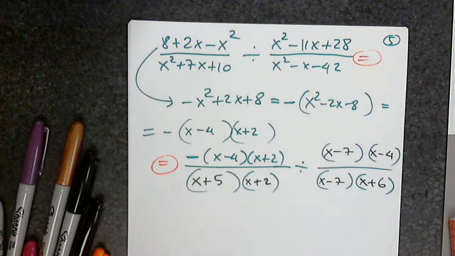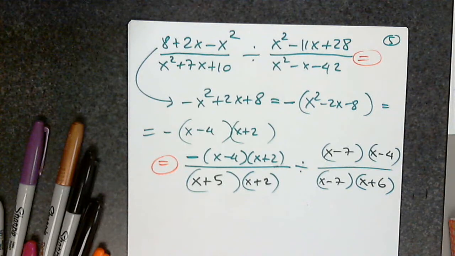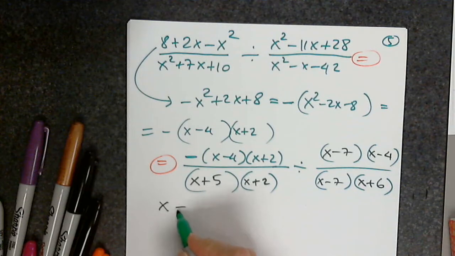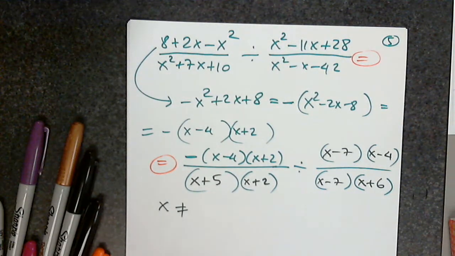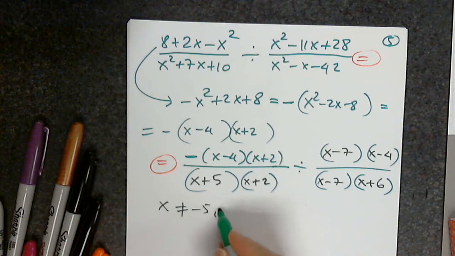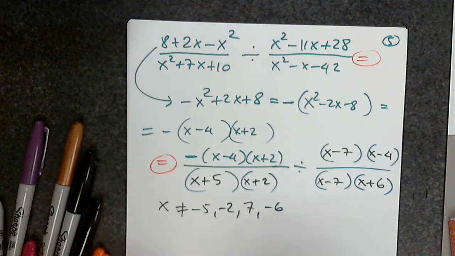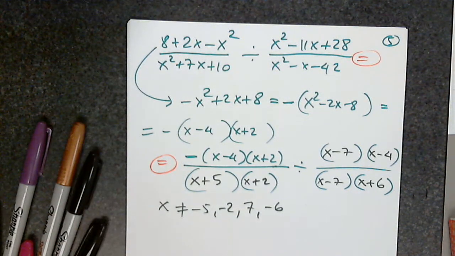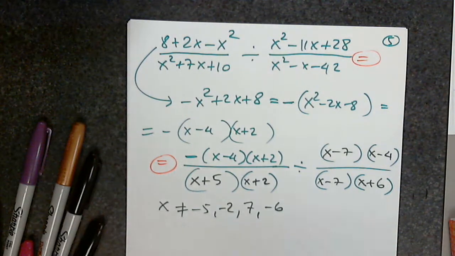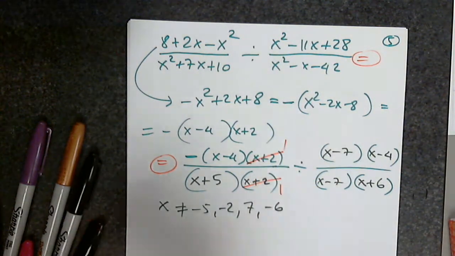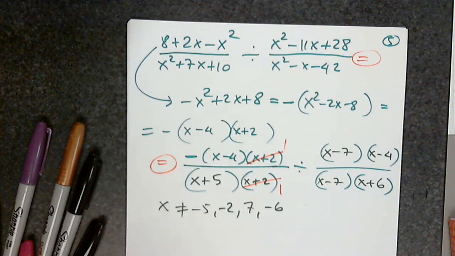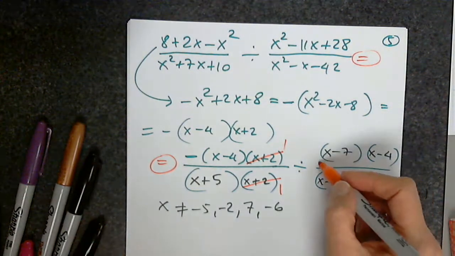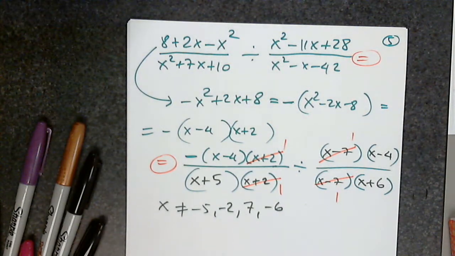Very good. I cannot change it into a product just yet because I have to state the restrictions, and then I can change it. So x not equal. Perfect. I am allowed in a division to simplify the fraction by itself. That will cut back on writing. I can do that, but not across. So I will simplify the x plus 2 with the x plus 2 and write 1 and 1. They are in the same fraction. And I can simplify x minus 7 with x minus 7. They are in the same fraction.